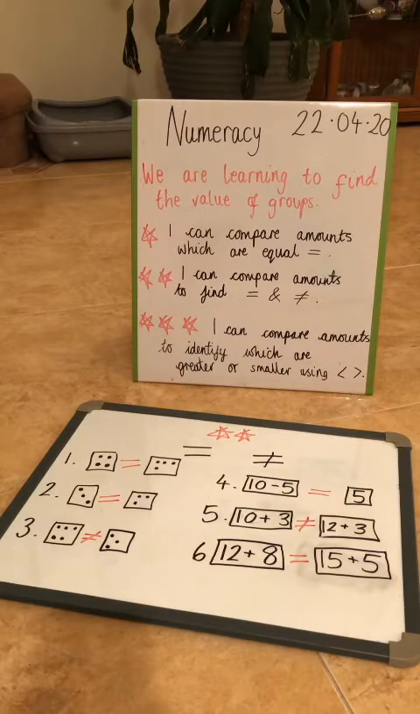And now you can have a listen to the 3-star group. So even if you don't want to have a go at the 3-star activity, you can still have a listen and have a think about what the 3-star group are doing today. And then at the end of the video, I'll be able to tell you your task for today.